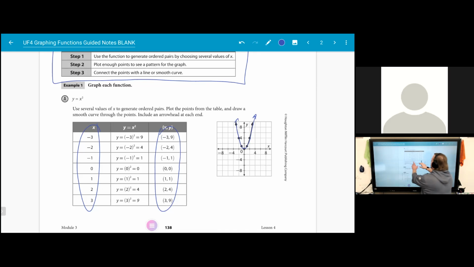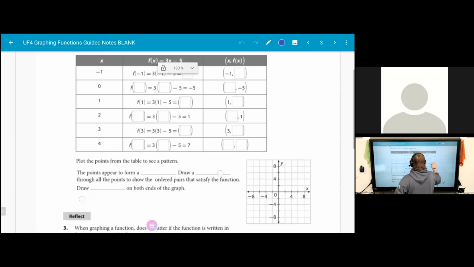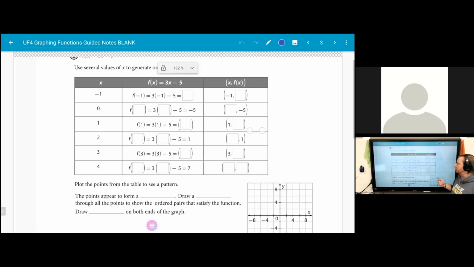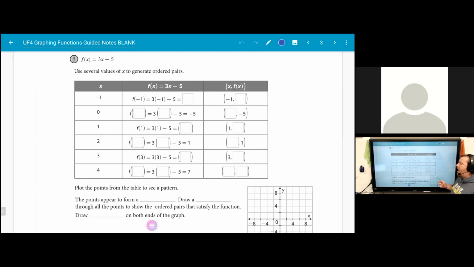What if we had f of x equals 3x minus 5, okay? And remember, f of x works like y in function notation. So we're plotting x comma f of x, like this says, but it also kind of means x comma y. That's how we're going to graph them anyway. So if I plug in -1 to this, the value of the function when x is -1, this is how we write this.